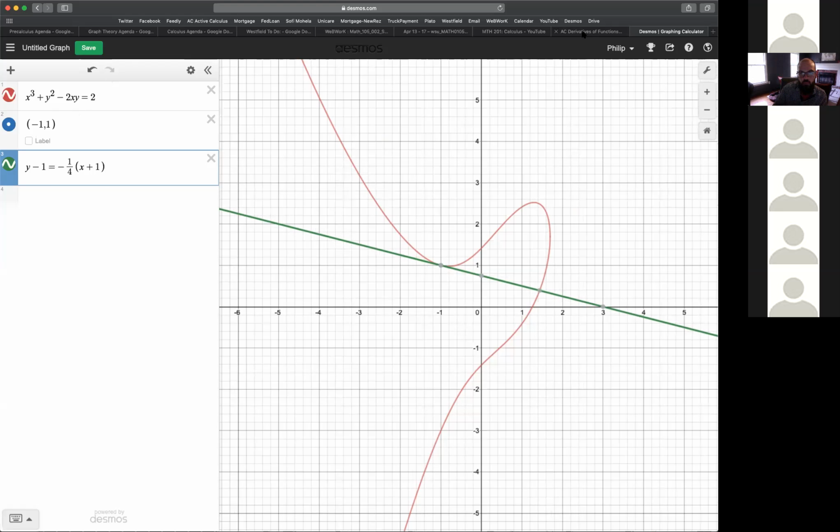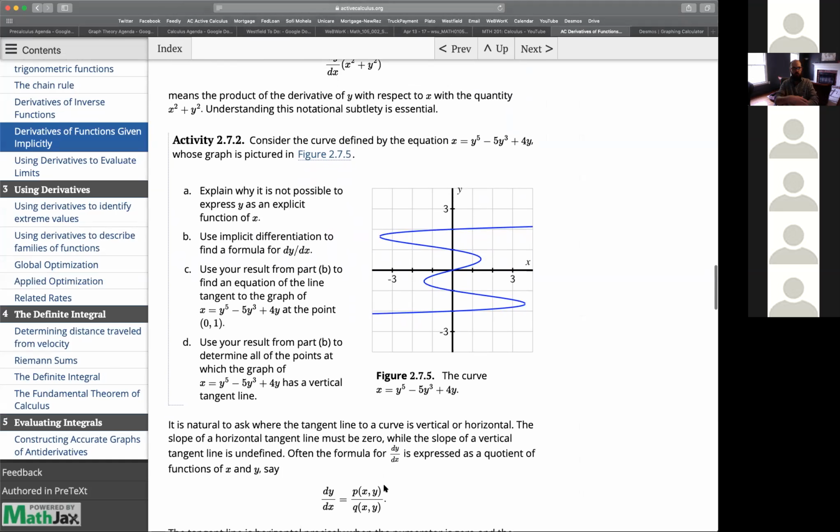Okay, so let's jump back over to the book, and I want to think through this problem, activity 2.7.2, together. I'll leave it up here for a minute, give you all a chance to read it, and then I'm not going to put us in breakout rooms. There are only 6 of us here today, so I think we can all chat together.